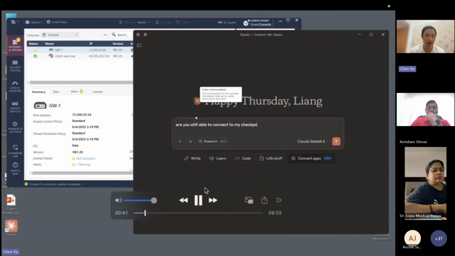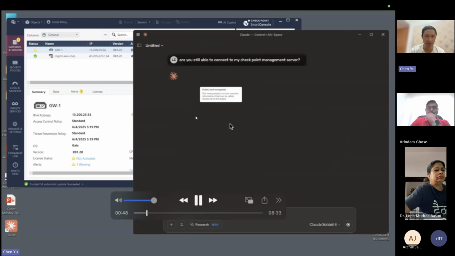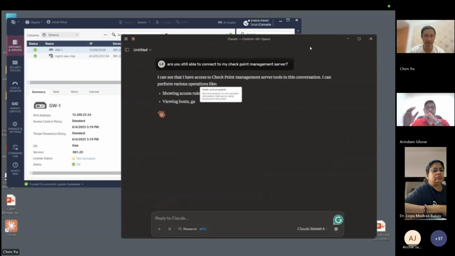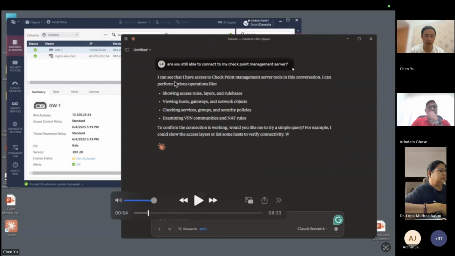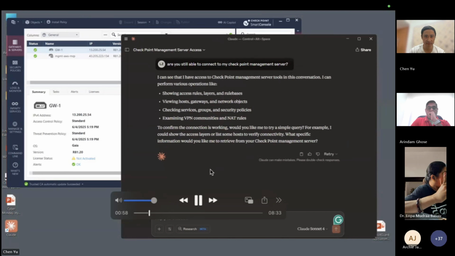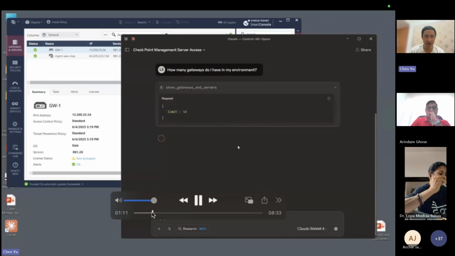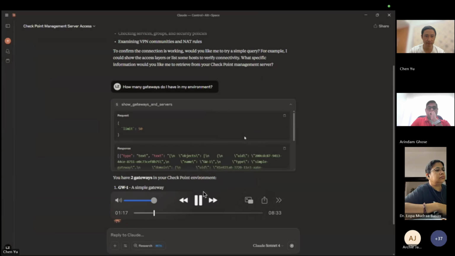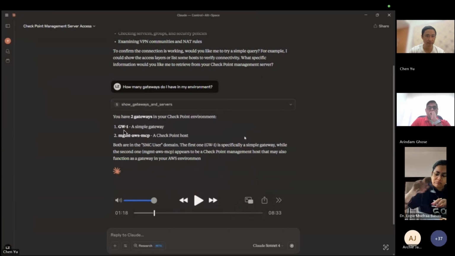I asked, are you still able to manage my Checkpoint firewall? It will connect to the MCP server to check the current status. So I have access to the Checkpoint management server. I can show you the access rules, I can check the services, and I can help you do some operation work. Then I can ask, how many gateways do I have in my environment and what's the limitation I have? So you can see this is what I have: my management server connected to my MCP, and this is my gateway.